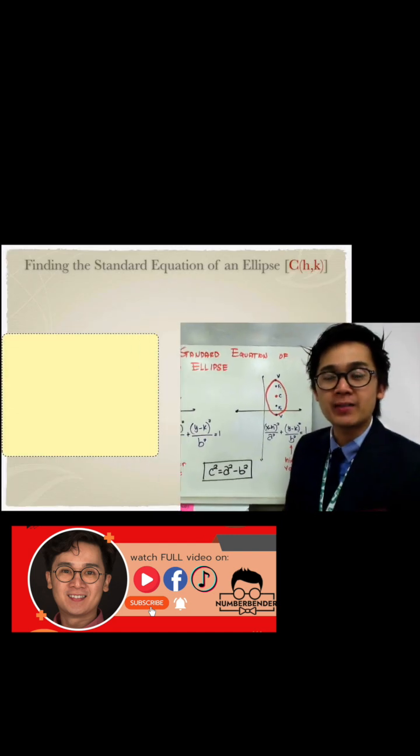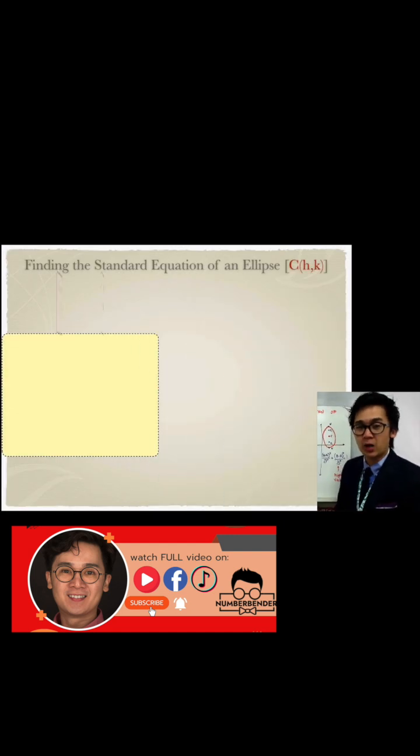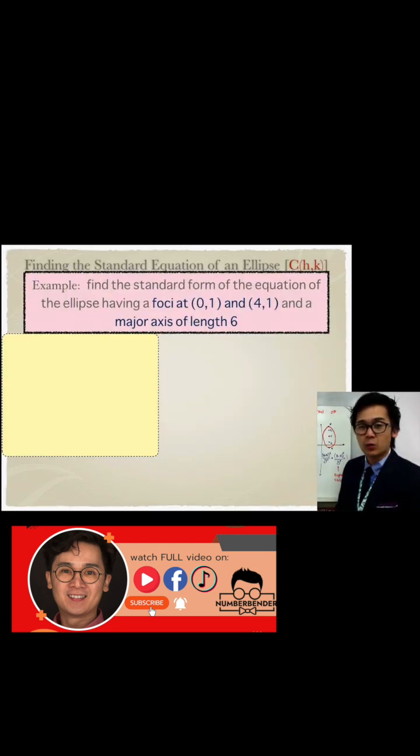Now let's find the standard equation of an ellipse given its parts. Now in this ellipse we have the foci at (0, 1) and the other foci at (4, 1) with a major axis of length 6. Now to find the standard equation of this ellipse we need to first graph the given parts. So we have the first foci at (0, 1) and we have the second foci at (4, 1).